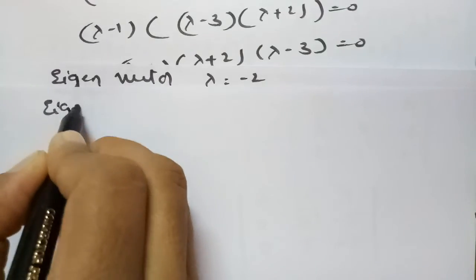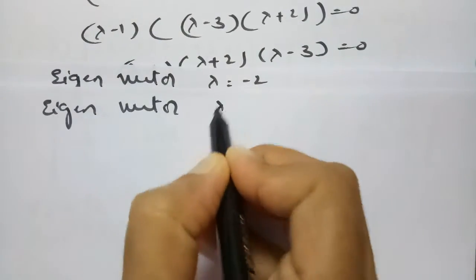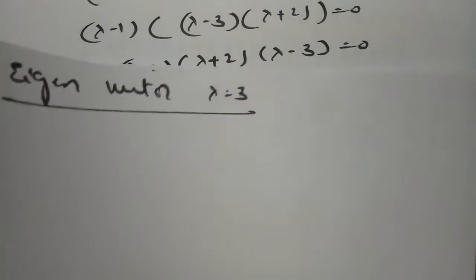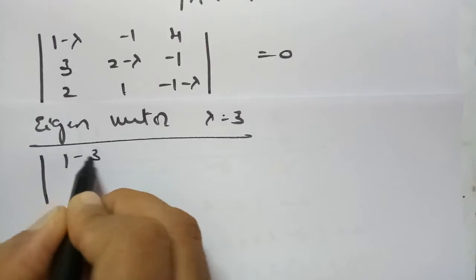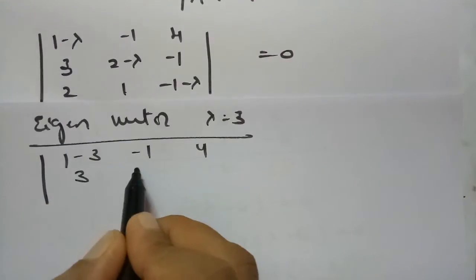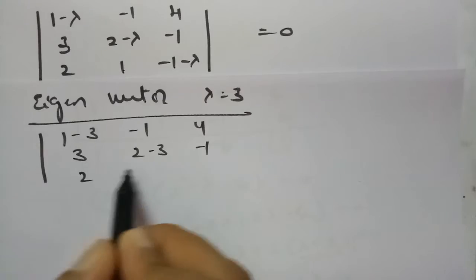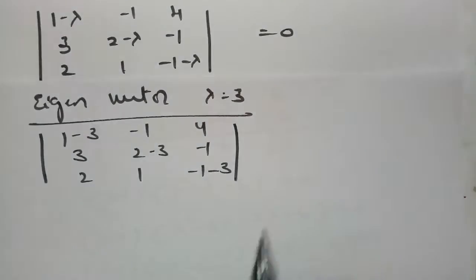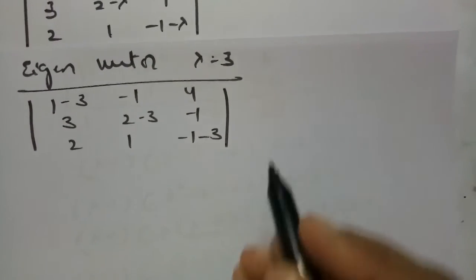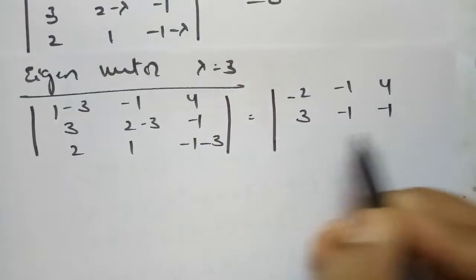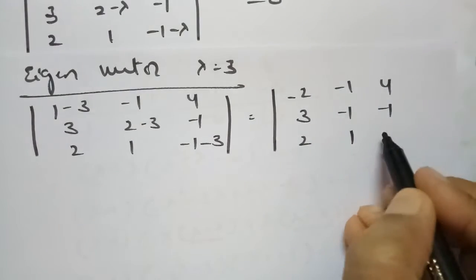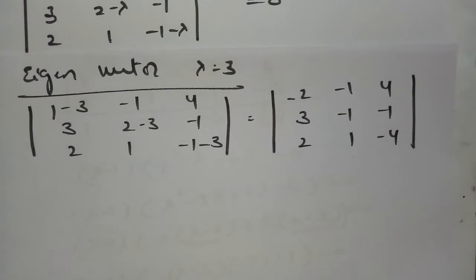So the eigenvector corresponding to lambda is equal to 3. Now I have to substitute lambda in place of this one in this determinant. So now if I substitute, this will be 1 minus 3, minus 1, 4. This is 3, this is 2 minus 3, minus 1. 2, 1, minus 1 minus 3. So this will be -2, minus 1, 4. This is 3, minus 1, minus 1, and this is 2, 1, minus 4.